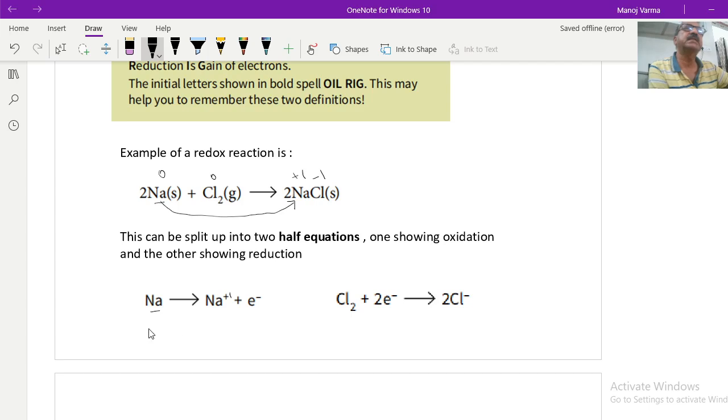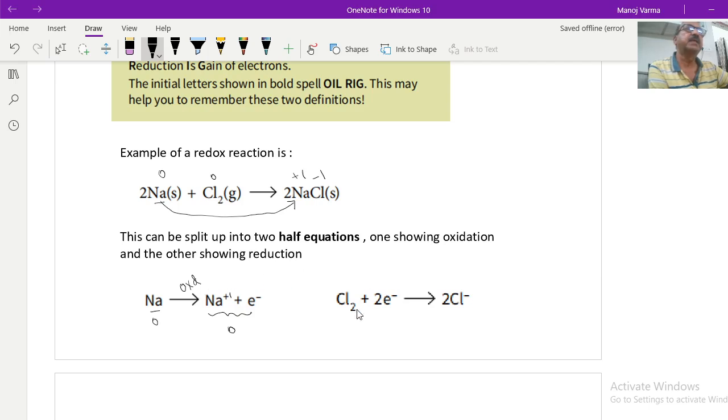Now how to understand this? See, this is 0 charge. So the charge on this side should also be 0. Then only the equation is balanced. And +1 -1 becomes 0. So this is the correct equation. So now because there is a loss of electron, and we define loss of electron as oxidation, this part is oxidation.